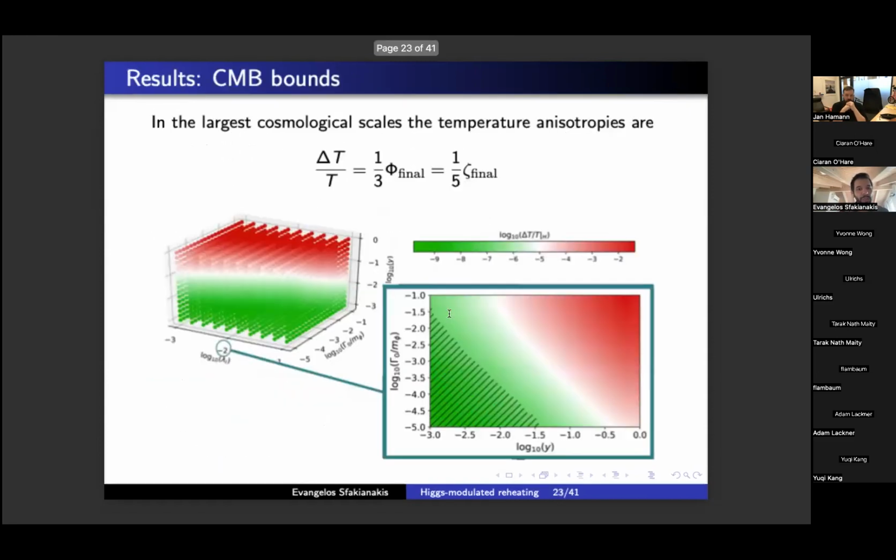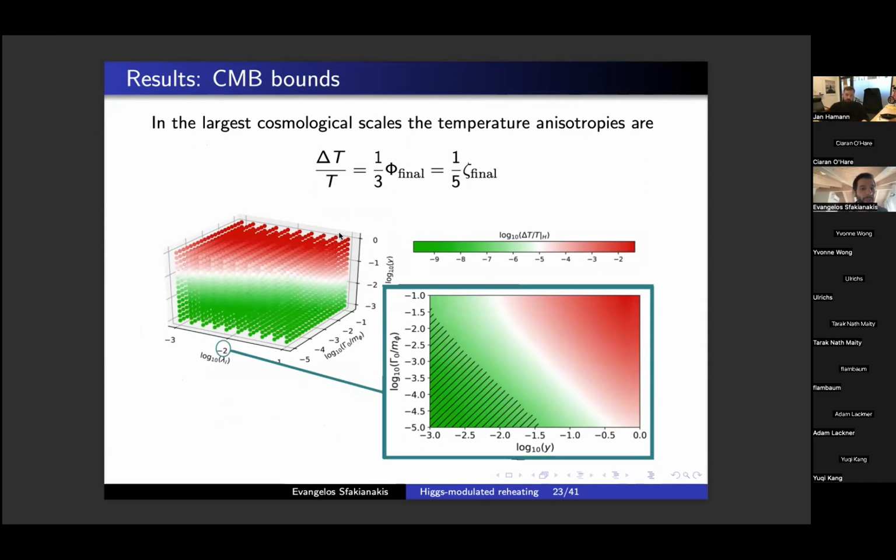I don't want to go into details, but essentially this zeta is delta T over T as far as we care. So here we see a 3D plot where I have on one axis lambda, the self-coupling of the Higgs, the lambda 5/4. On this axis is the unperturbed decay rate of inflaton to fermions, or the maximal decay rate, or the decay rate it would have for massless fermions. And here I have the Yukawa coupling.